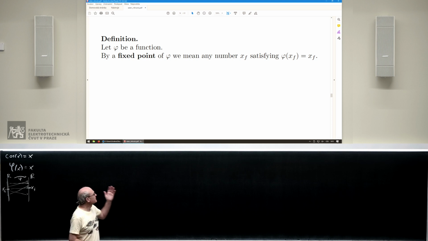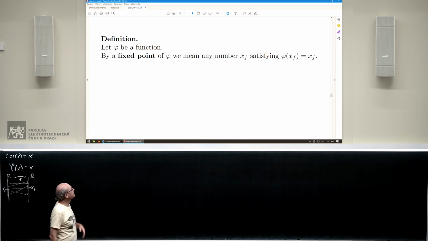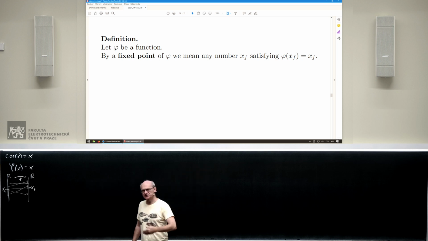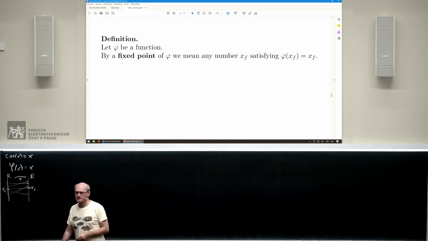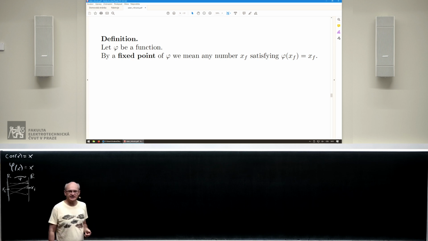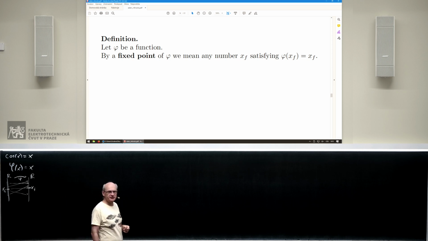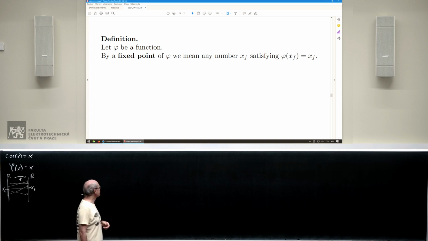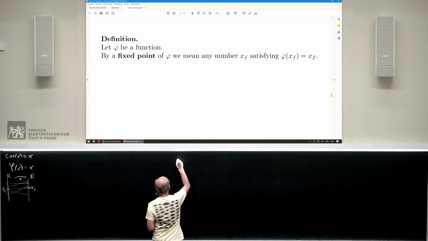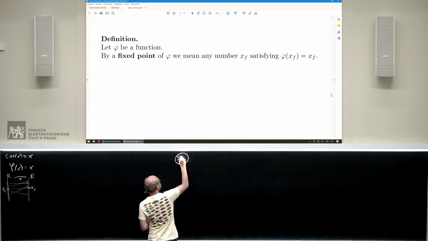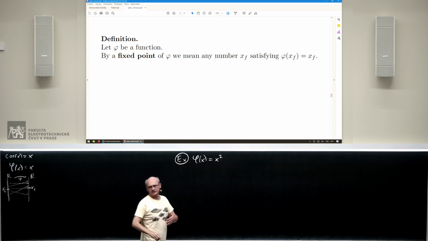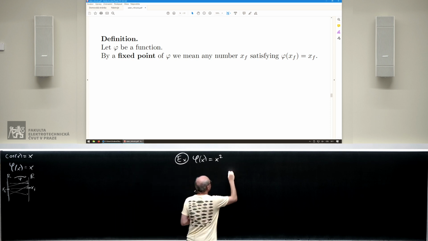Let's have a look at the official definition. So we have a function, and we are looking for points x_f, so that when we substitute them, the output is exactly the same as the input. Now, the great advantage of this definition is that it's very general, and we will shortly show some interesting examples. So to appreciate what it does for us, let's have a look at some examples. So for the first example, I chose the usual square power. Very nice example, very simple.